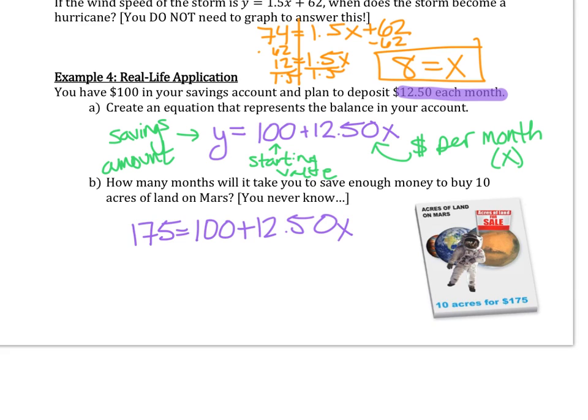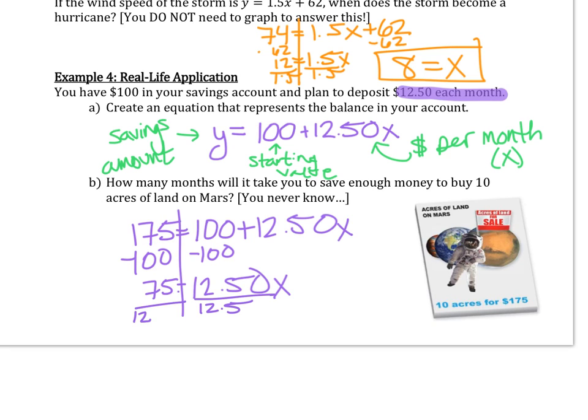Just as before, we have a two-step equation here, which I'm going to draw in my balance line first. I want to get the numbers away from my variables, so subtract 100 to start. So I end up with 75 is equal to my 12.50x. And to finish up, divide both sides by 12.50, and if you do 75 divided by 12.50 in your calculator, we see that x is equal to 6 months. So it's going to take you 6 months to save $175.